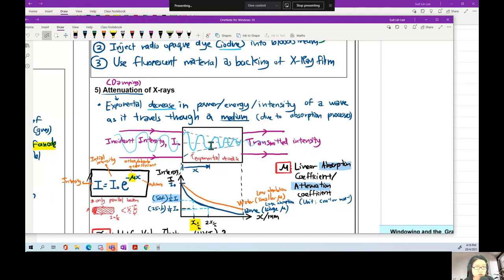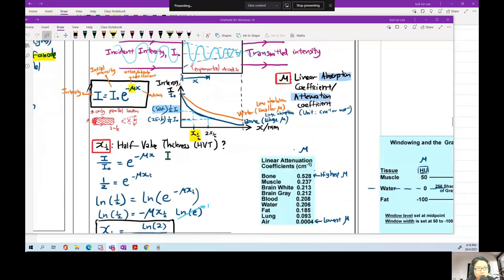So generally, if you have ever taken an X-ray, the person will say, stand here, don't move, and then they will walk out of the room and press the picture. Okay, stand there, don't move.